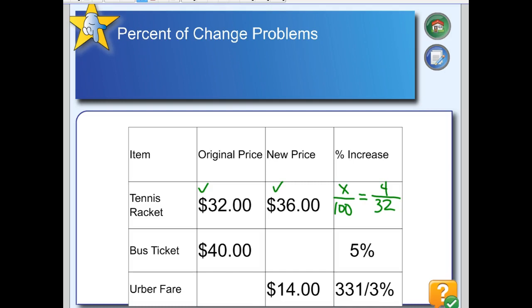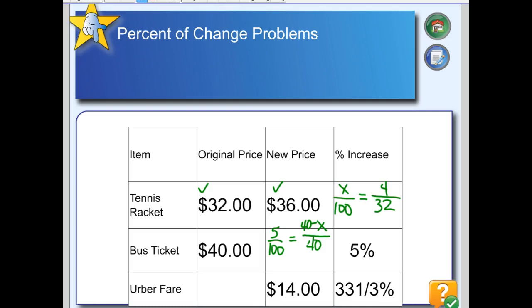When I'm looking at the bus ticket, well, this time they told me my percent, so we've got 5 over 100. I've got, okay, my original is 40, and I'm looking for the new price. Well, again, this time it's an increase. So that means my new price is more than the original because we bumped it up. So this is going to be 40 minus X. And then we're just going to go ahead and use our proportion.